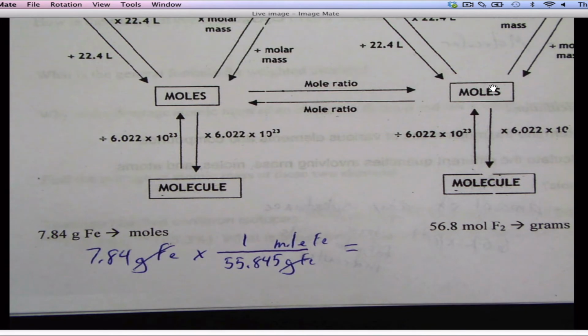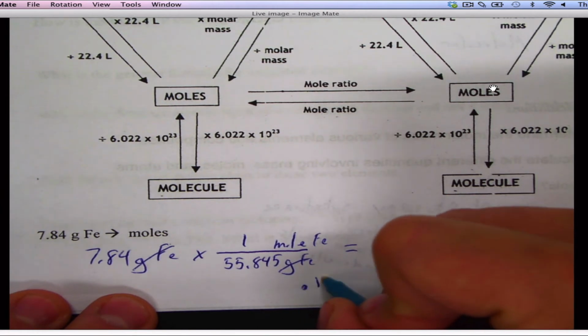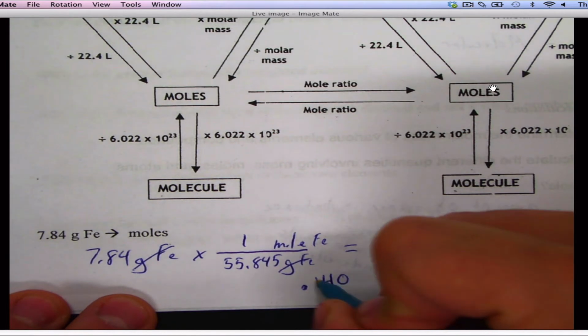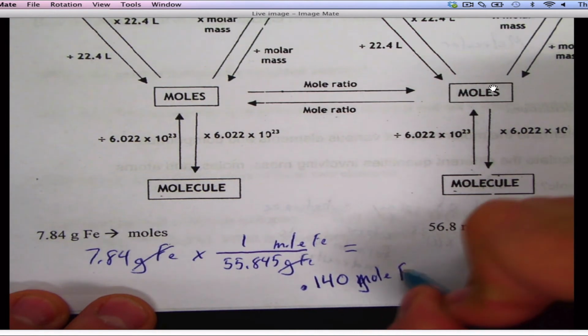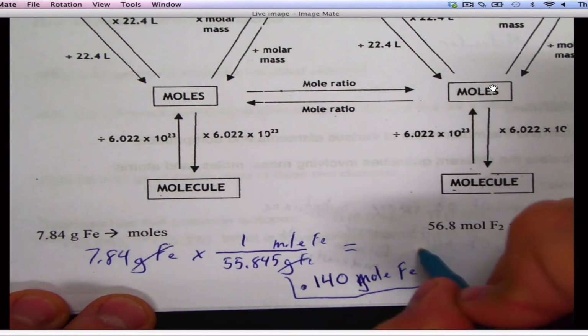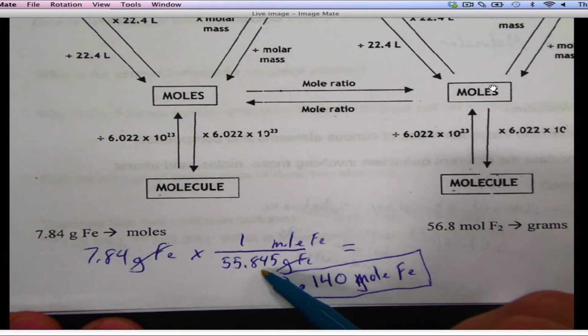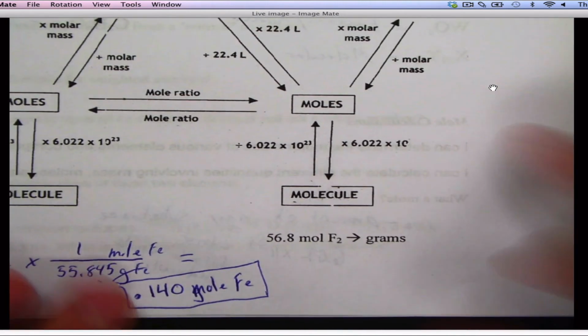7.84 divided by 55.845. I get an answer of 0.140 moles of iron. Oh, sorry, this is moles, not grams. So that's my answer for that. Again, this is my molar mass or formula mass that I find from the periodic table. Just divide, it's on the bottom, and then the units should cancel out. Let's try the other one.